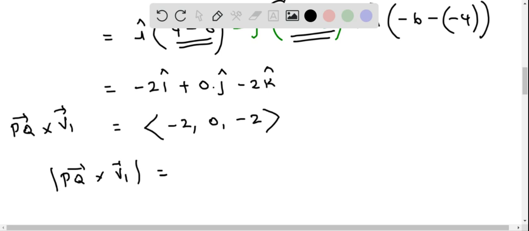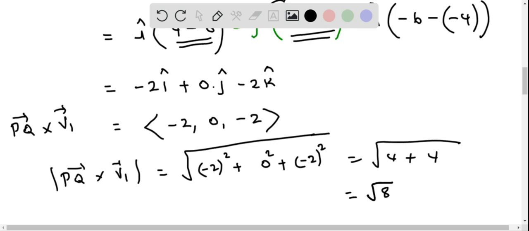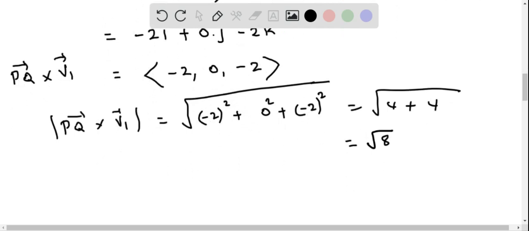We find it by taking the square root of the sum of the squares of the components, that is negative 2 squared plus 0 squared plus negative 2 squared. Negative 2 squared is 4, 0 squared is 0, so you can just ignore that, plus negative 2 squared is once again 4, so we get the square root of 8. So this is the magnitude of the cross product of the vectors PQ cross V1.